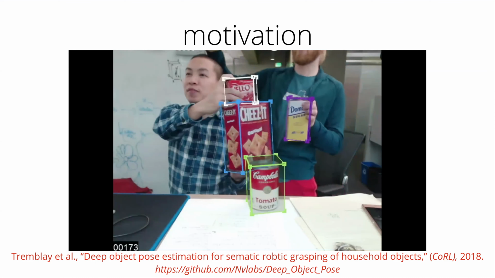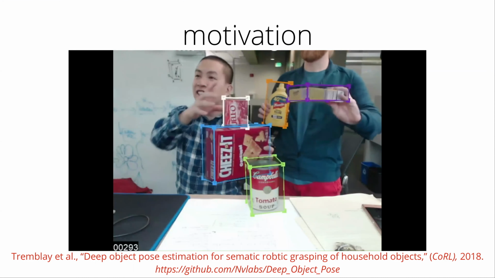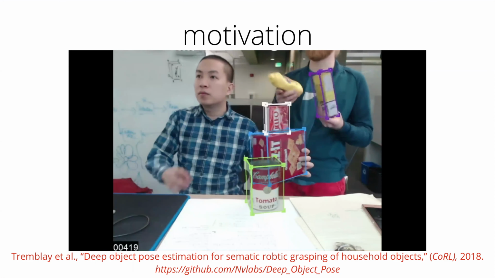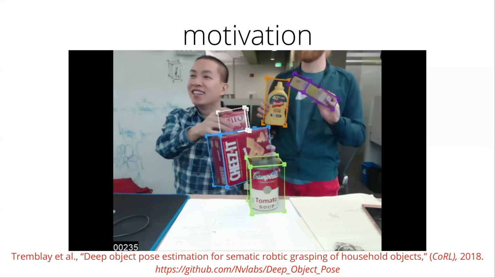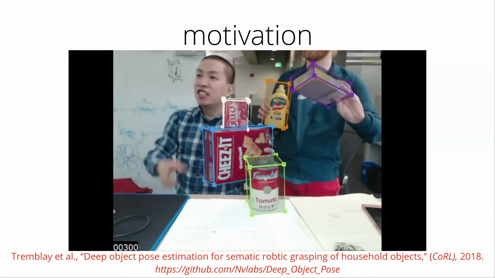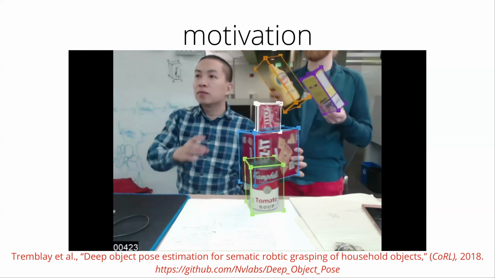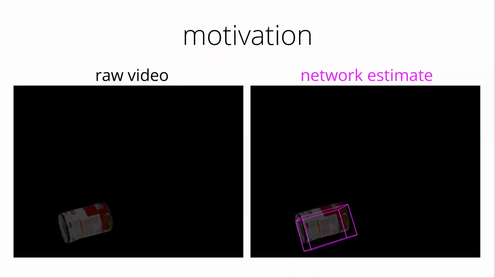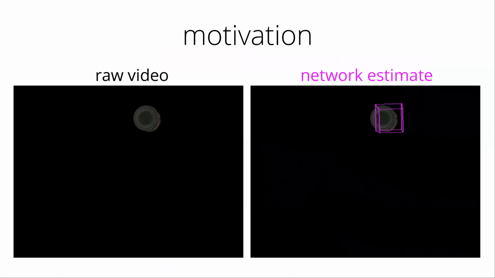This video is from work done in 2018, where they developed a pose estimation neural network. You can see that the results are pretty good, except they're not perfect. Some of the estimates are a little bit twitchy. Specifically, if you look at the yellow mustard bottle, you can see that there are poses for which the estimates are pretty bad.